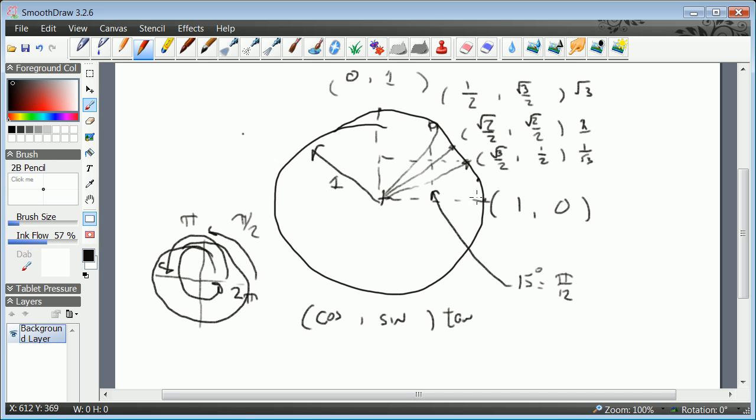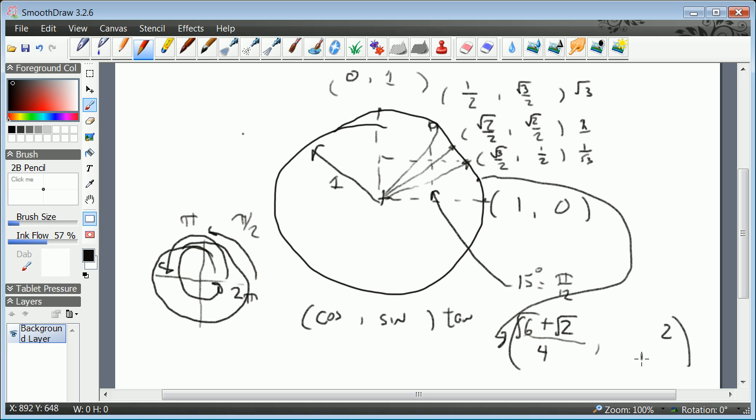There are 24, because the world of 360 degrees divided up into 24 is 15 degrees, or pi over 12. So what does the number pattern look like there? And I'm going to put it down here. In this case, the number pattern looks like this: 2, 4, 6, and 2, 4, 6.